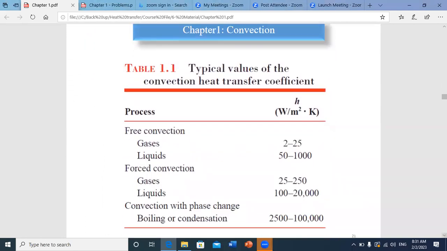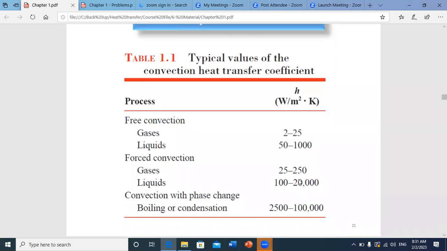So here, for example, we have typical values of convective coefficients. We can talk about gases and liquids. You can see the difference. The convective coefficient for gases is much lower than for liquids. That's why when you want to cool and you have very high temperatures, it's much more efficient to use a liquid than a gas.